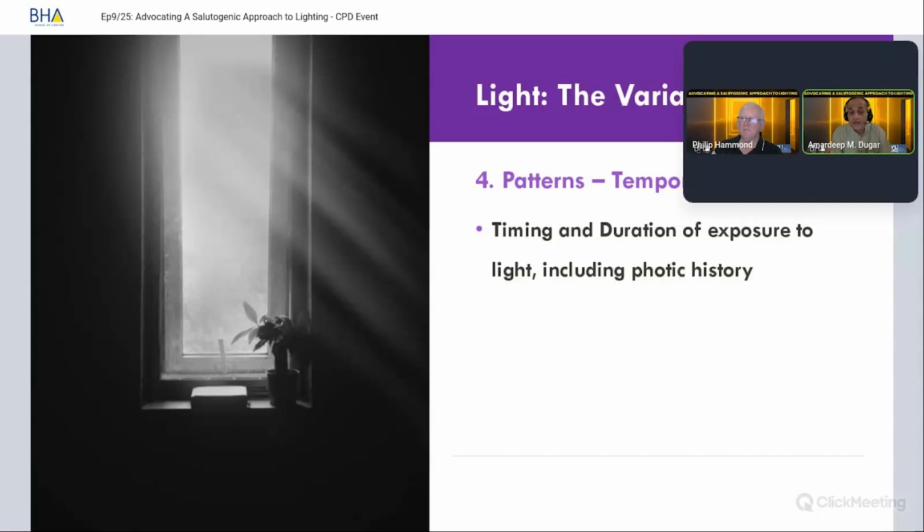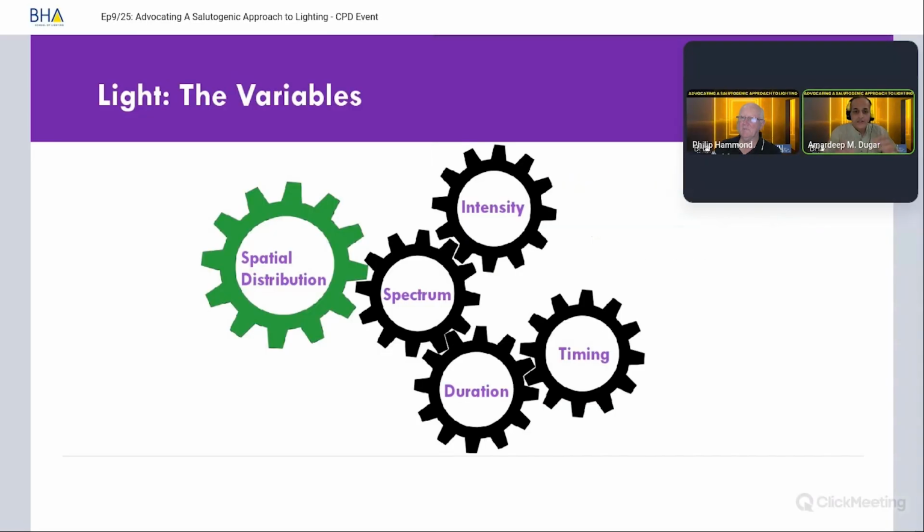It also talks about history, so how long you have been exposed over time. So all these five parameters, five variables, work like a well-oiled mechanism, and that's when you look at it from a lighting design perspective.